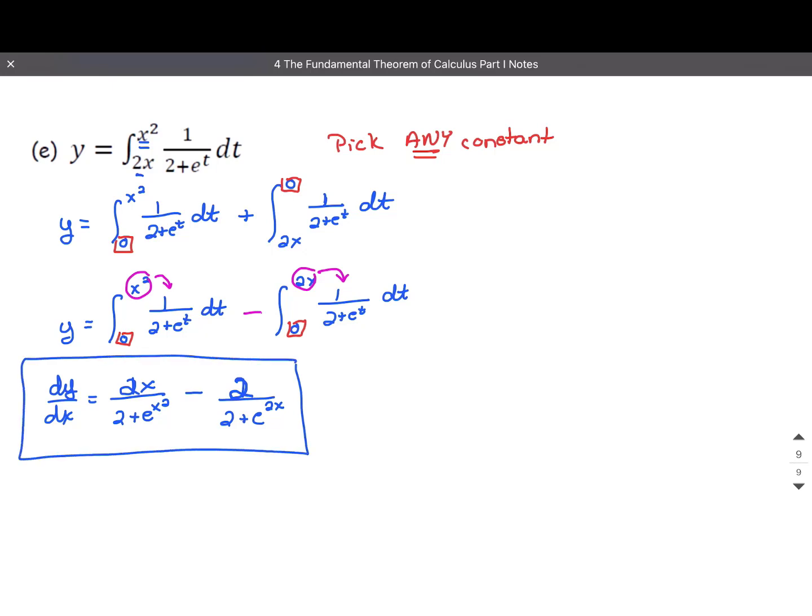And there you go, guys, the Fundamental Theorem of Calculus, Part 1: the derivative of an integral evaluated from a constant to a function of x is just that inside function evaluated at the upper limit times the derivative of the upper limit.